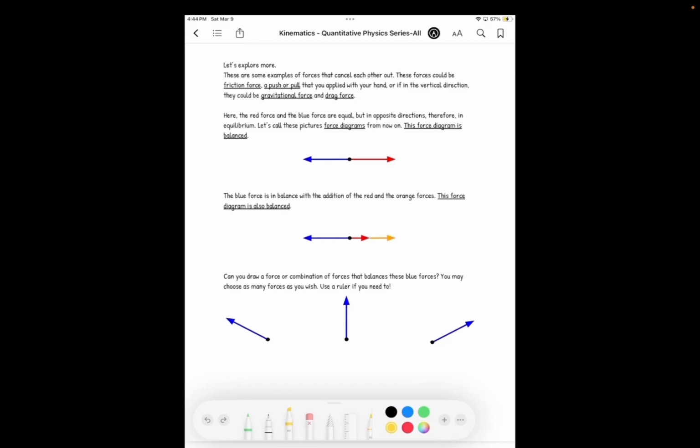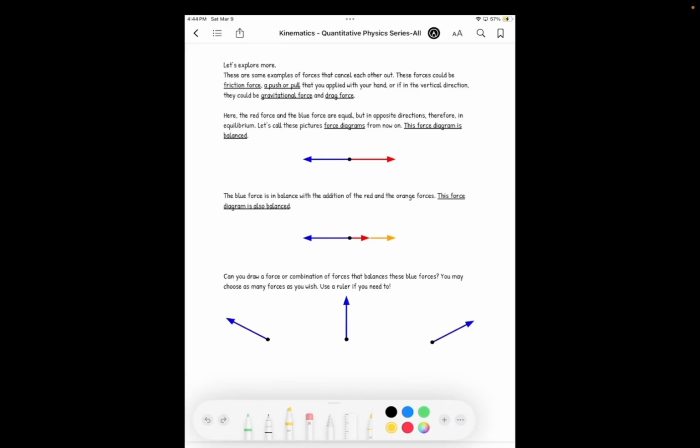Yeah, because the red force and the orange force, since they're both added together, they cancel out the blue force. Because they're in the same direction, right? Yeah. So the addition of the red force and orange force would be equal to the blue force, and they're going to cancel each other out. So we're going to call this also a balanced force.